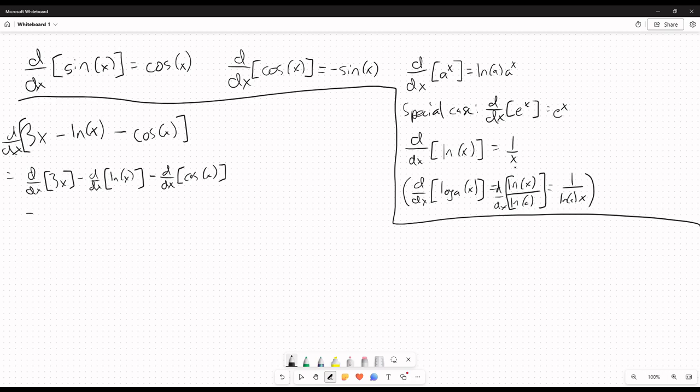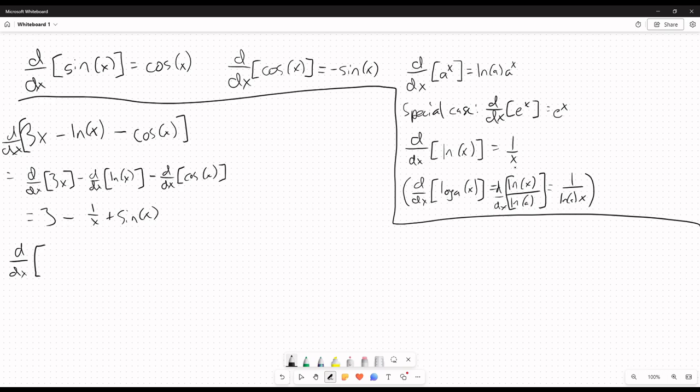That's just going to be 3 minus 1 over x minus a negative sign, so that's just going to be plus sine of x. And that would be our answer. Probably the cosines and sines dealing with negative numbers are going to be the trickiest, so let's do one that's going to just work with that.